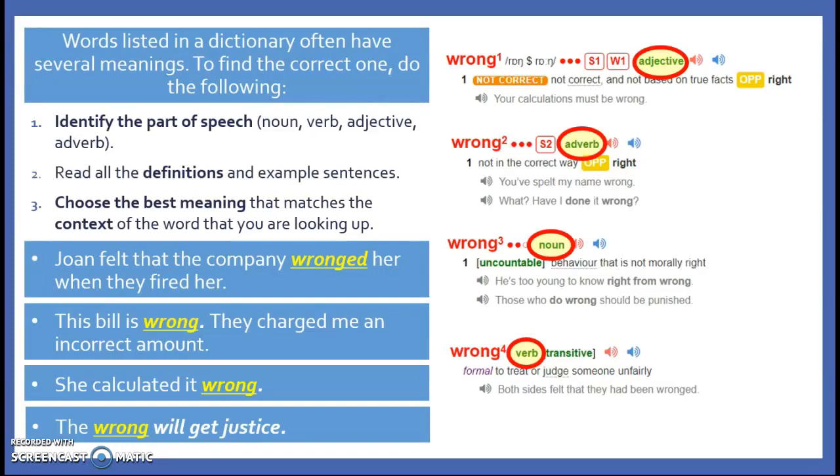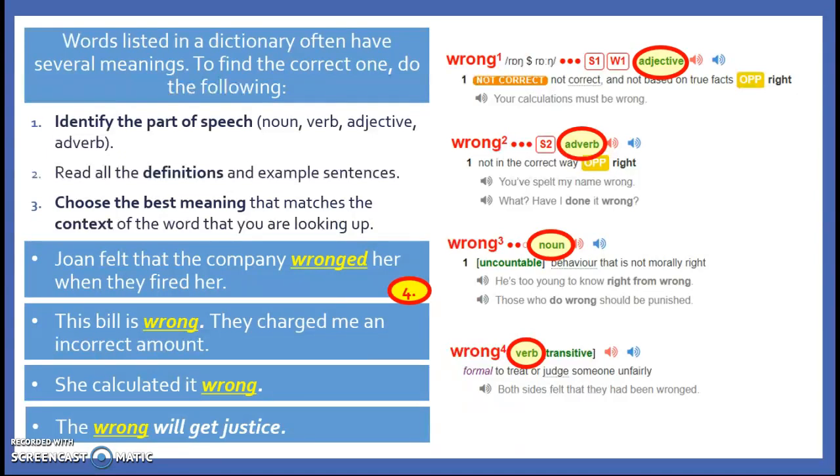So take a moment to pause this video, look at the sentences, read them, and then determine which meaning is used in the sentence. Is it 1, 2, 3, or 4? Take a moment to pause and then unpause to see the answers. All right, now let's take a look at the answers. In the first sentence, the meaning being used in that sentence is a verb.